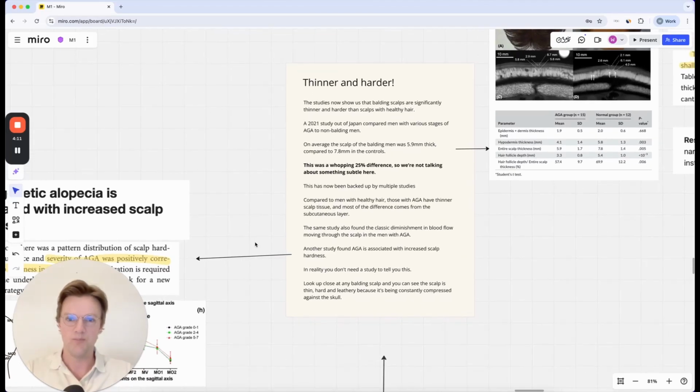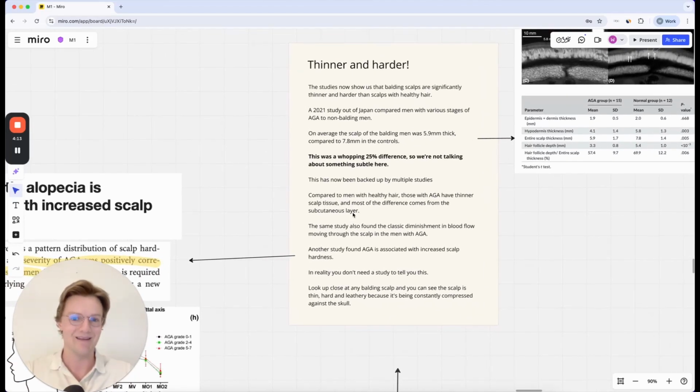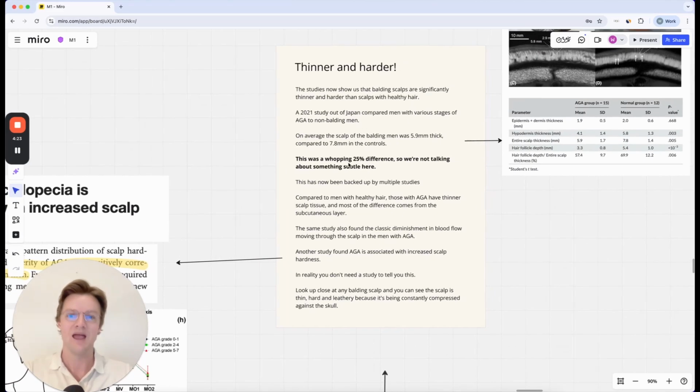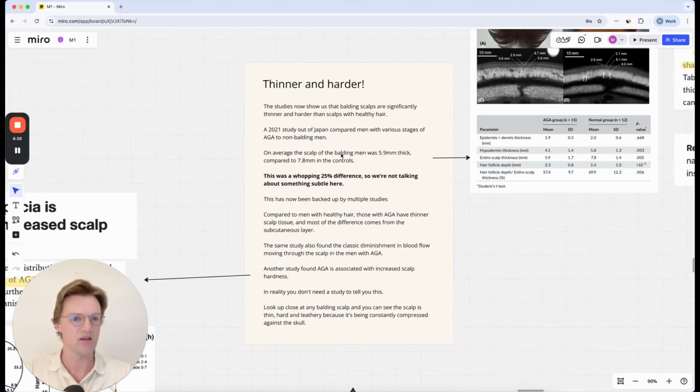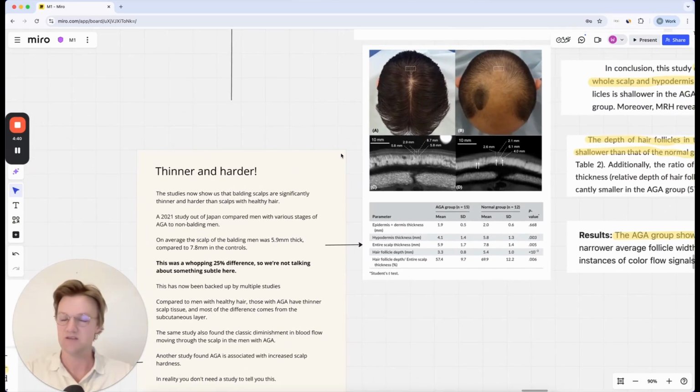Right, so balding scalps are actually thinner and harder than scalps with healthy hair. A 2021 study out of Japan compared men with various stages of AGA to non-balding men. On average, the scalp of balding men was 5.9 millimeters thick compared to 7.8 millimeters in the control, right? So this is a pretty big 25% difference. It's not something subtle that we're talking about here. This is a really meaningful difference to the scalp, right?